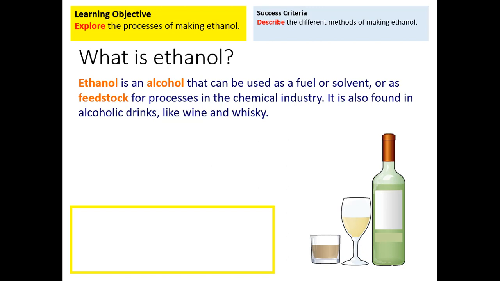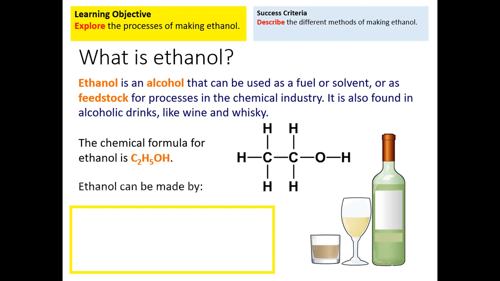Now when you are drinking alcohol, you are drinking ethanol, but as we know from last week's lessons, alcohols are a family of compounds. The alcohol is the functional group on this organic compound. So ethanol, like we said, is the second alcohol. It's got 2 carbon atoms, and we can use it as a fuel. It can be burnt to release energy, or we can use it as a solvent or as a feedstock in processes in the chemical industry. So it is really useful to us, and like we said, it's found in alcoholic drinks like whiskey and wine.